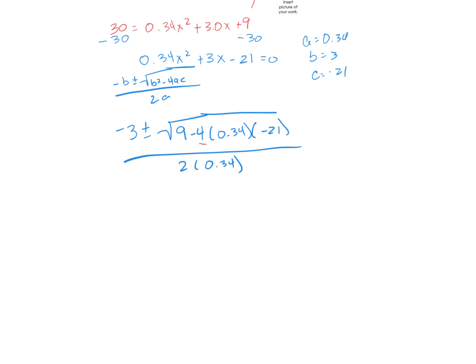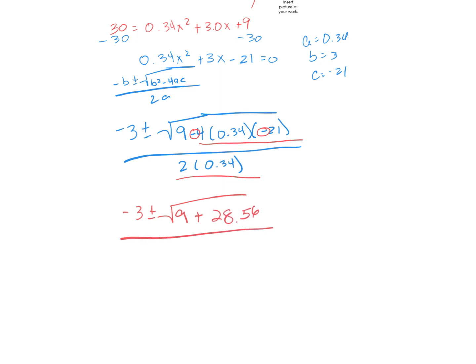Okay, so I'm going to do this simplification and this simplification at the same time. Negative times a negative is a positive, so -3 plus or minus square root 9. Now I'm going to multiply 4 times 0.34 times 21, and it's going to be a plus sign because negative times a negative is positive. 28.56, all of that over 0.68. Now I'm going to simplify this part. -3 plus or minus square root 37.56, all of that over 0.68.